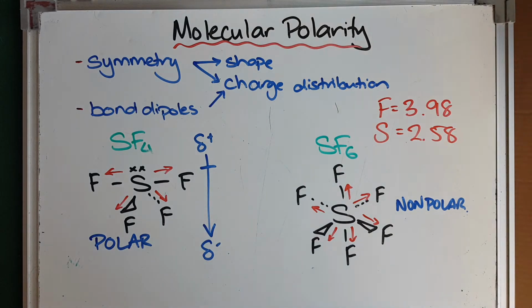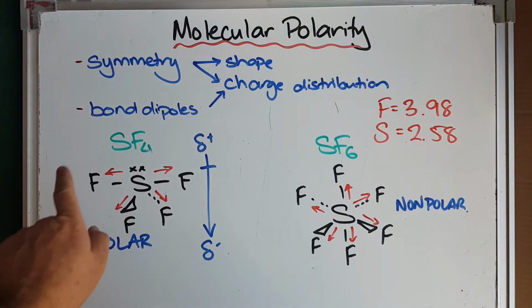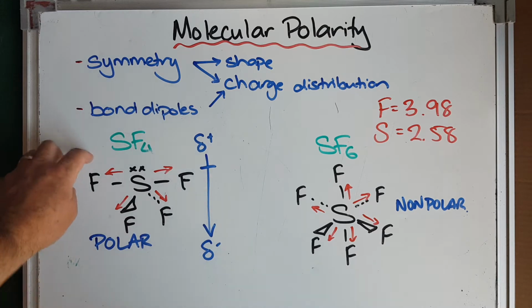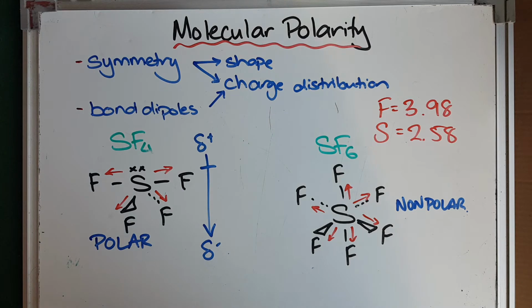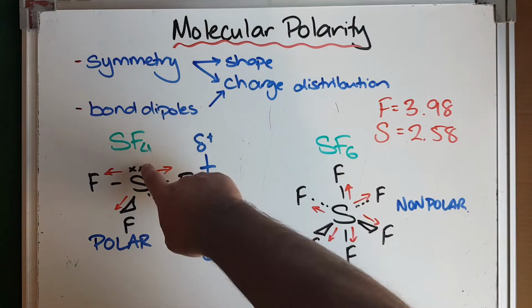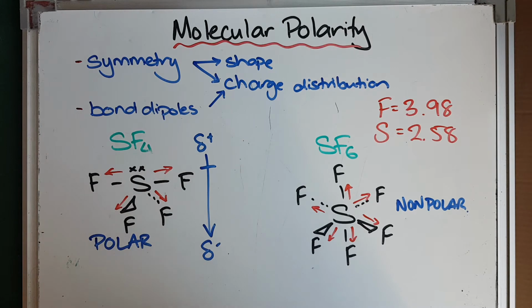So SF4, I haven't done the full Lewis structure because I haven't got the lone pairs around the fluorines, so this is just a three-dimensional diagram, is an example of a polar molecule. So sulfur tetrafluoride is polar. And the reason is that we've got this lone pair, so therefore we've got asymmetry of shape. So automatically we know that it's going to be polar.